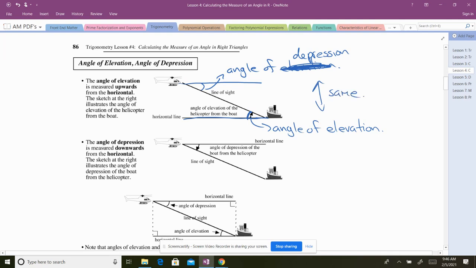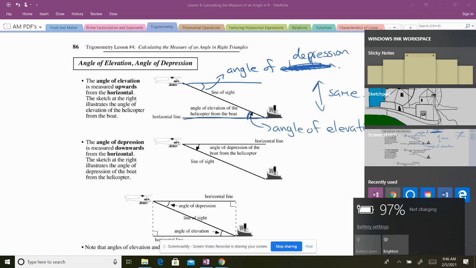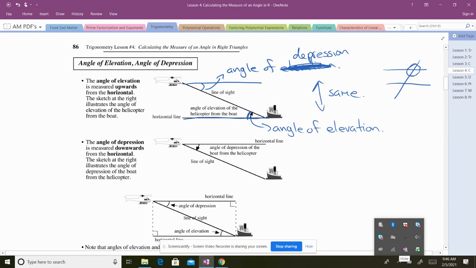And I don't know if you remember your geometry, but do you ever remember learning that if you have two parallel lines with a line going through them, this angle and that angle are the same? You've never heard that? Those two angles are the same. All right, now that's not important for this. All you need to remember is that the angle of depression and angle of elevation are the same.